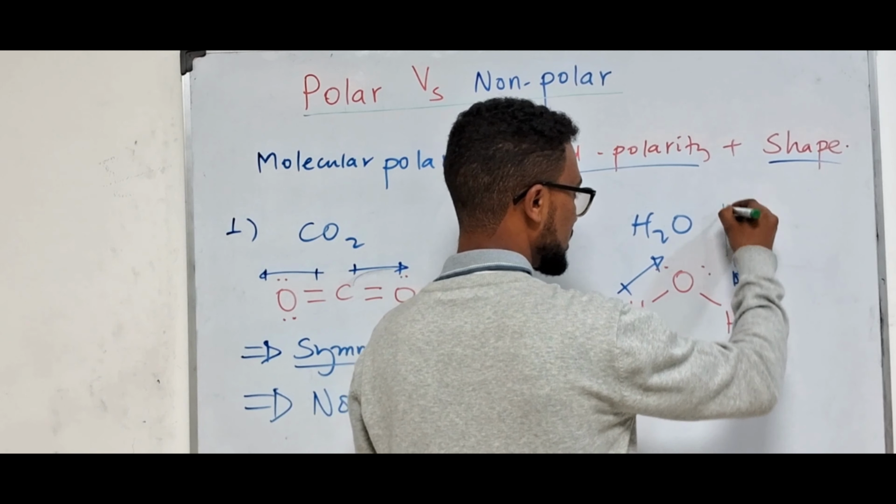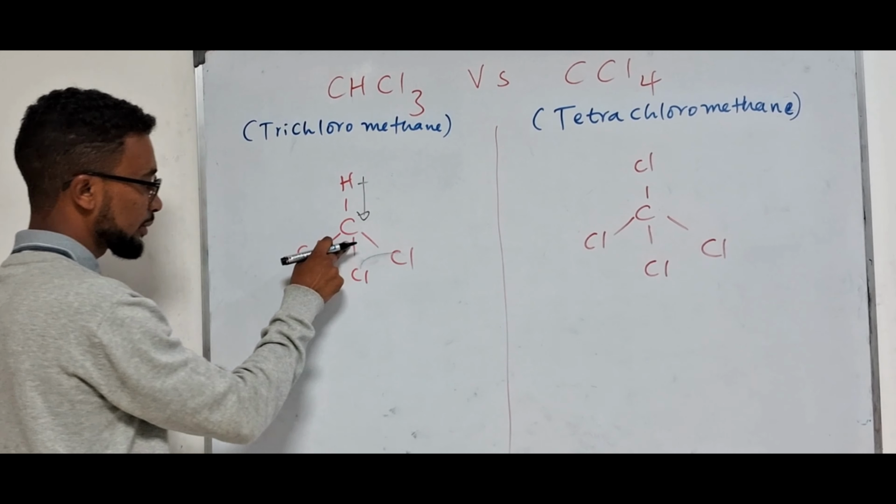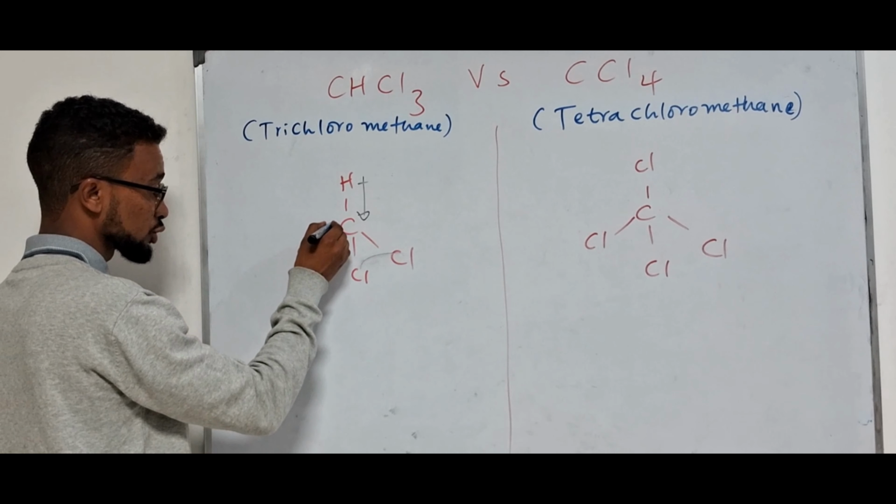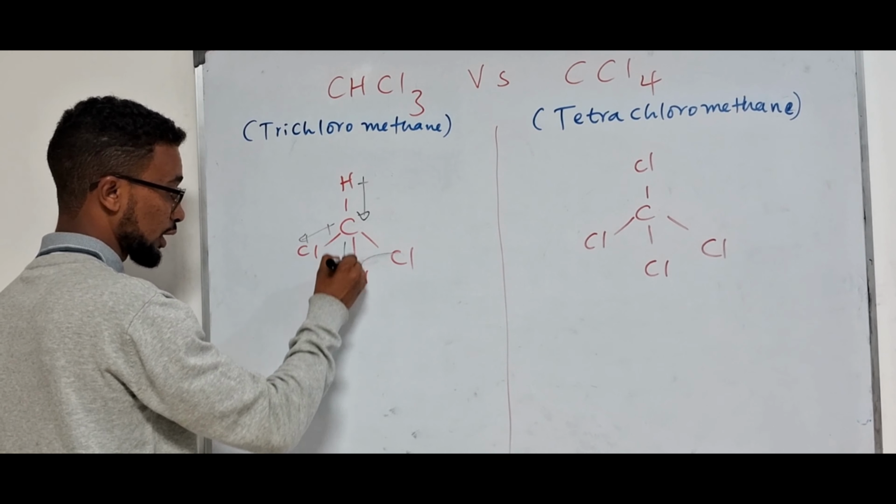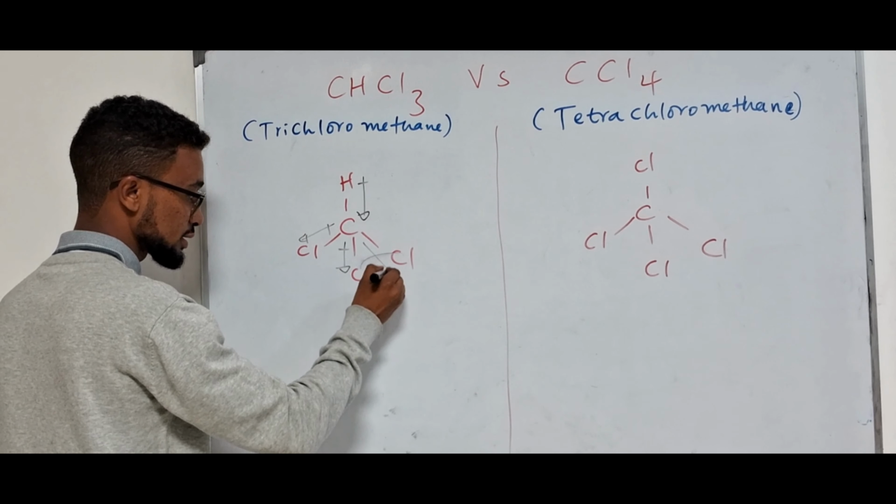So let's begin with this one now. Now let's draw the dipole moments together. So obviously, between hydrogen and carbon, carbon is more electronegative. So the dipole moment will be in this direction, okay? And then between carbon and chlorine, it's chlorine that is more electronegative. So we're going to draw our arrows downwards like this.